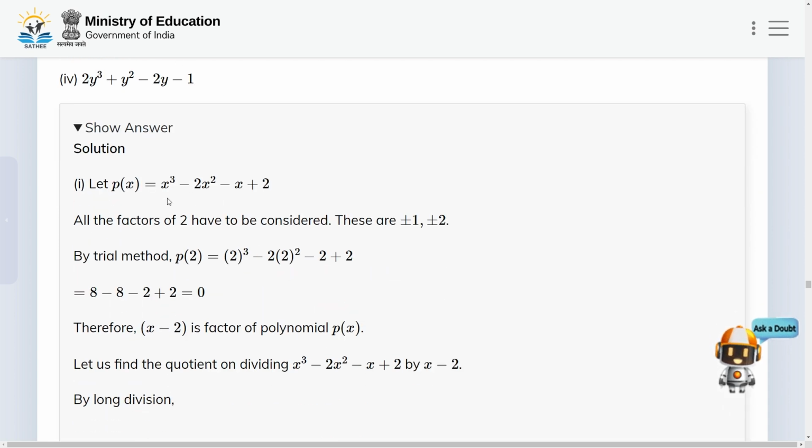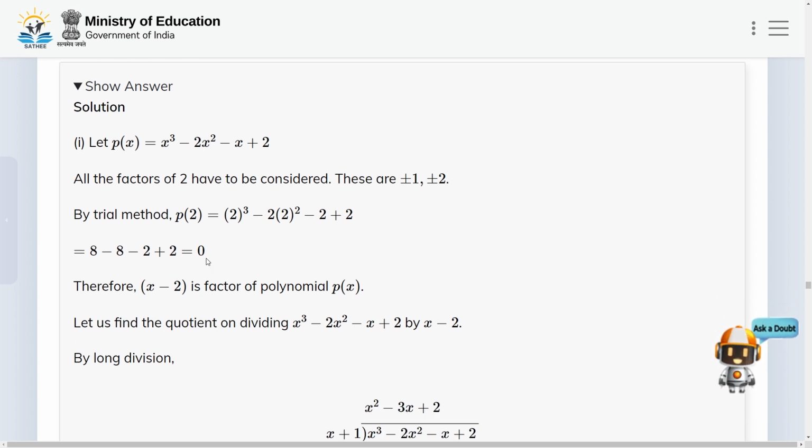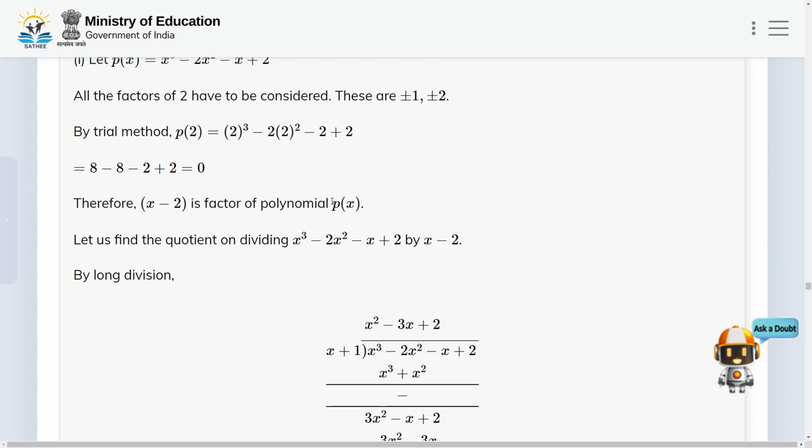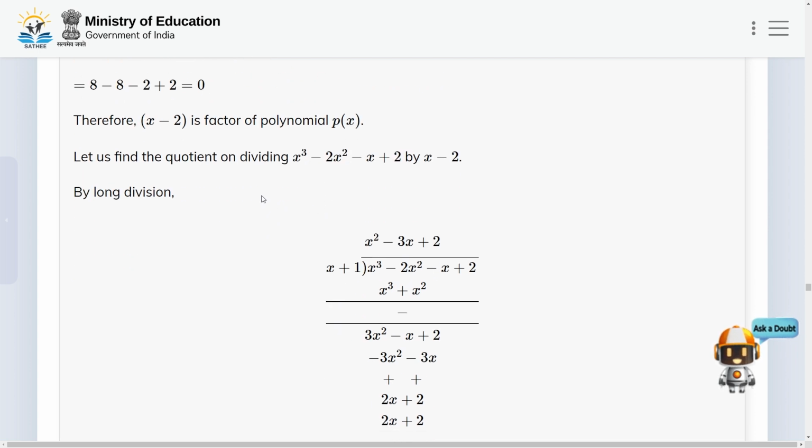First of all, we let p of x be equal to x cube minus 2x square minus x plus 2. While the factors of 2 are considered, here you can find plus minus 1 and plus minus 2 by trial method. Here p of 2 is equal to 0, and therefore x minus 2 is a factor of this polynomial p of x. So now let us find the quotient by dividing x cube minus 2x square minus x plus 2 by x minus 2.